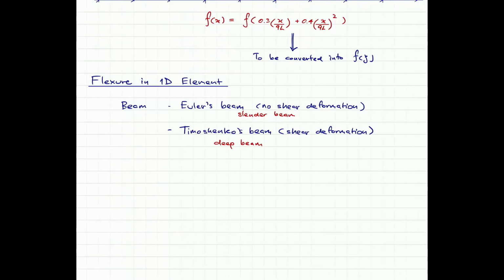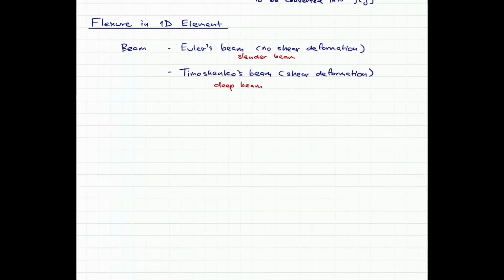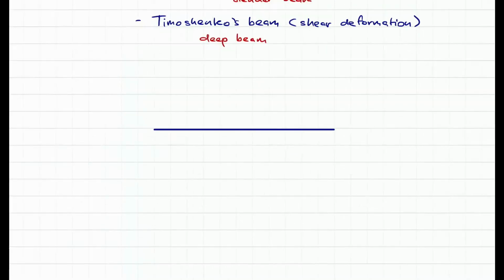Different sets of shape functions will be used for these two different elements. So we start with the Euler's beam. For Euler's beam, we came across this element in computer methods already. So one element has two nodes.